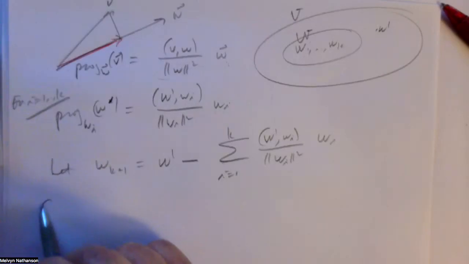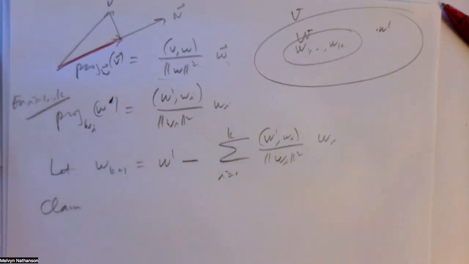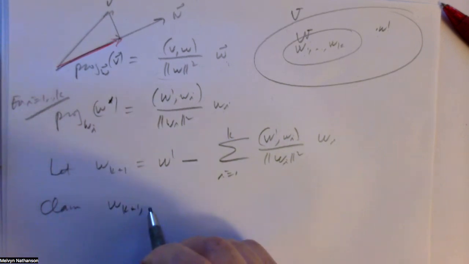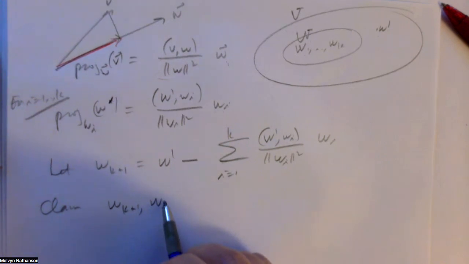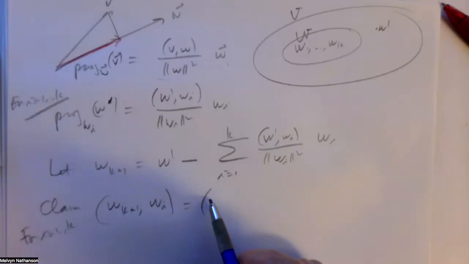And I claim that W_{k+1} is perpendicular, or orthogonal, to all of the vectors W_i. So that's the first thing I want to show. So the inner product of W_{k+1} and W_i for all i from 1 up to k.